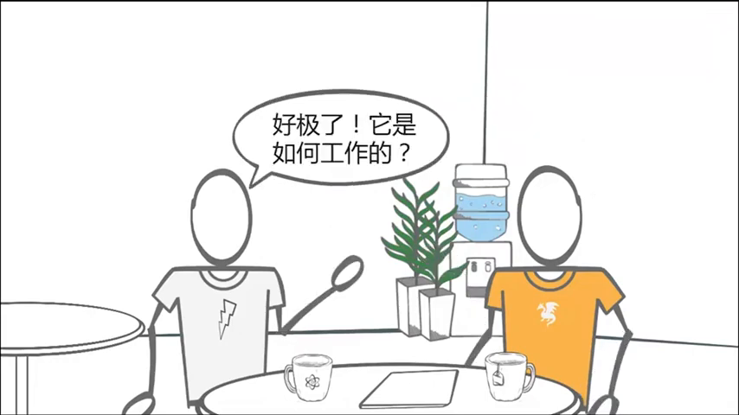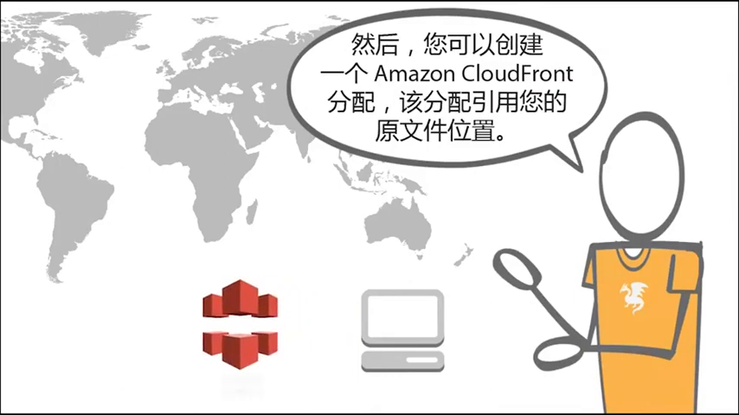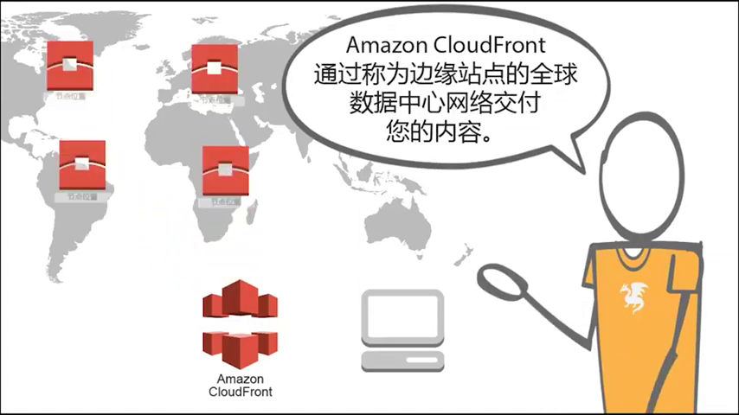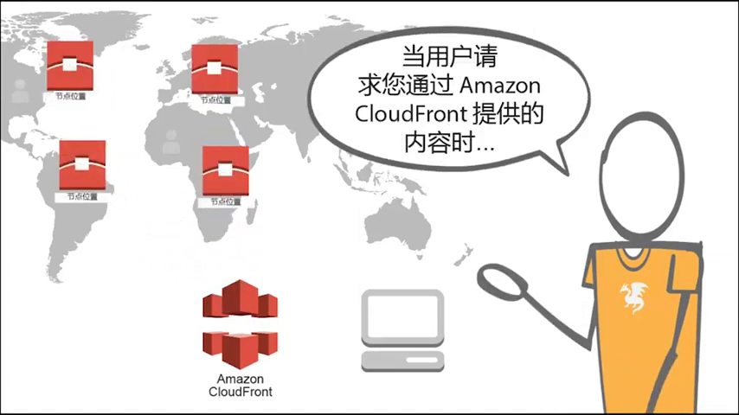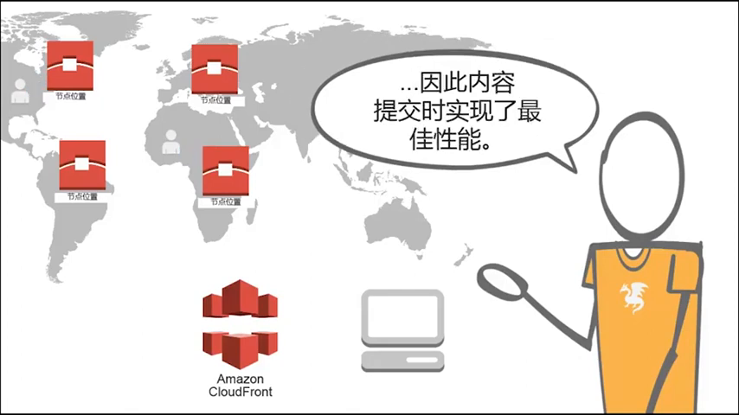Great! How does it work? With CloudFront, you store the original versions of your files on one or more origin servers. You then create an Amazon CloudFront distribution, which references that location of your original files. Amazon CloudFront delivers your content through a worldwide network of edge locations. When a user requests content that you're serving with Amazon CloudFront, the user is routed to the edge location that provides the lowest time delay, so content is delivered with the best possible performance.